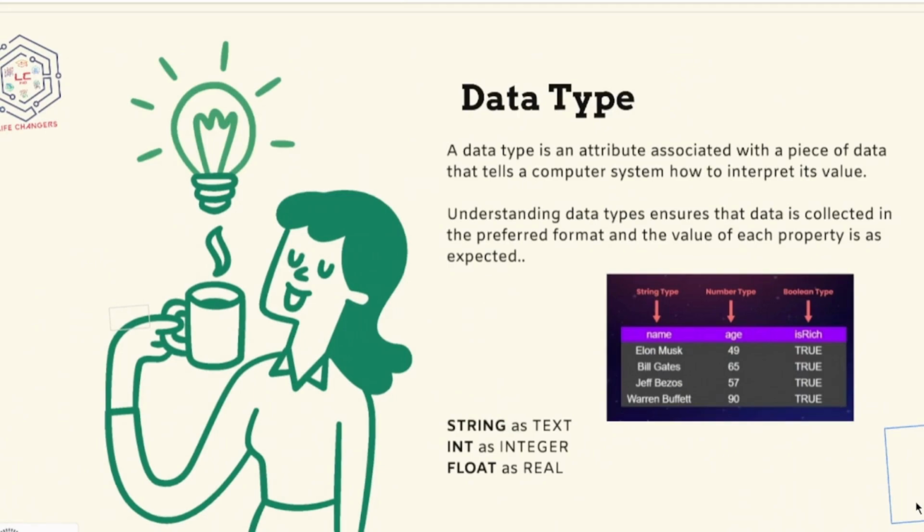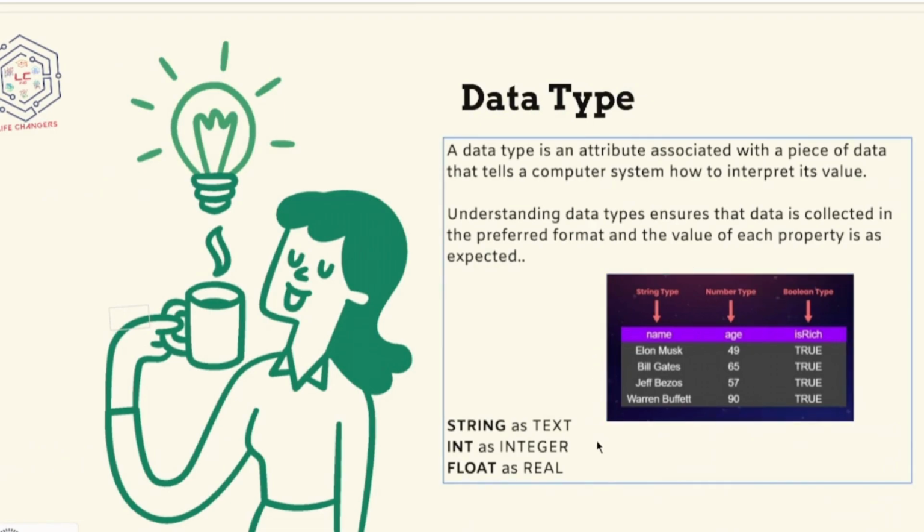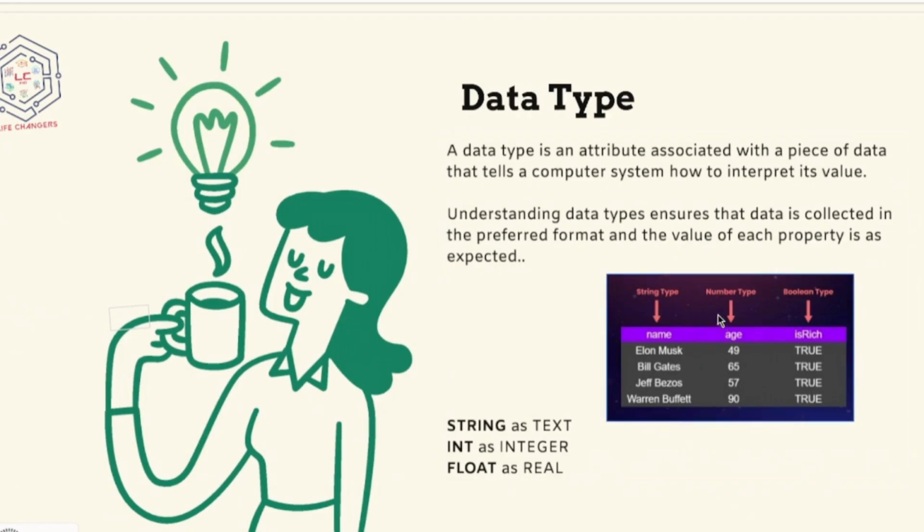If you compare these three basic types with Python, it will look like below. It's an attribute, a piece of data that tells the computer system how to interpret its value. Here, this has a string type. This is the number type. This is boolean. Okay. Just remember for a database, refer to string as text, int will become integer and float will become real. That's it. So the string data type for the database is text.